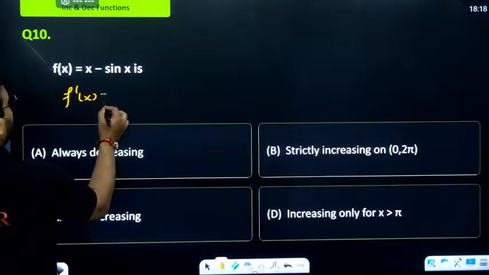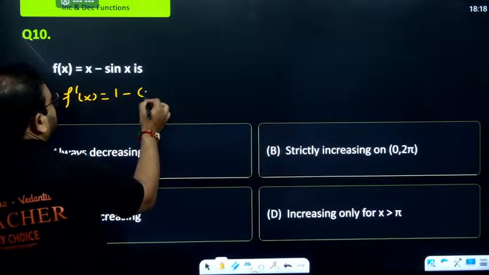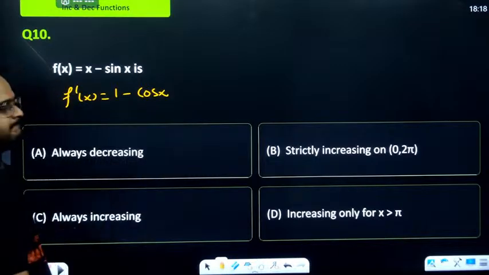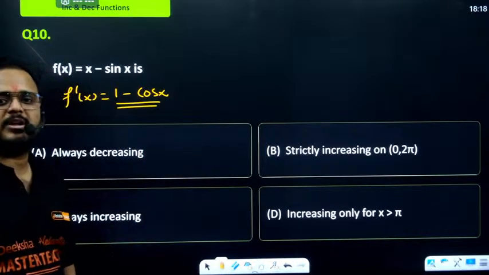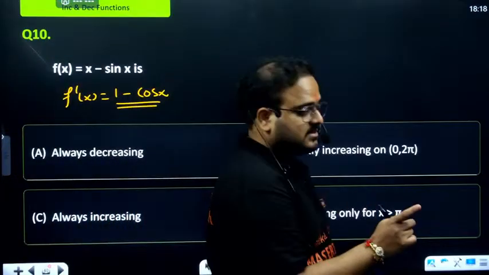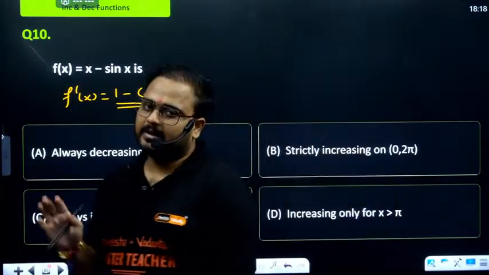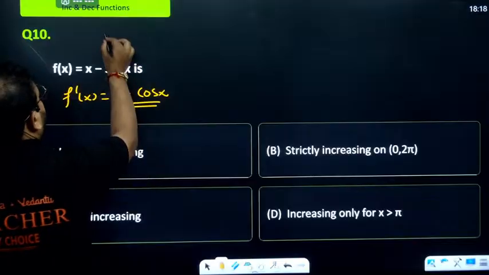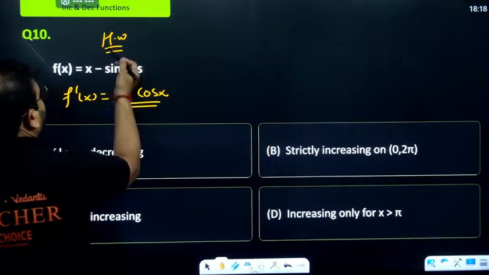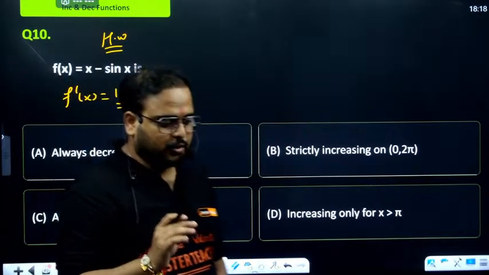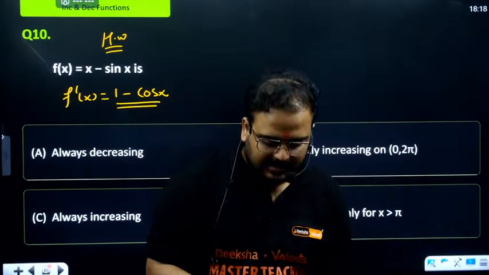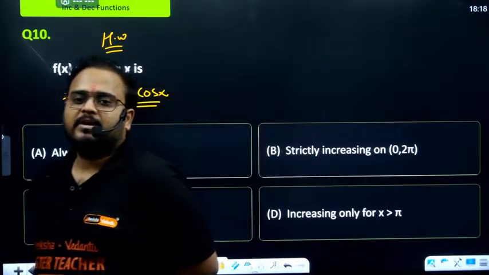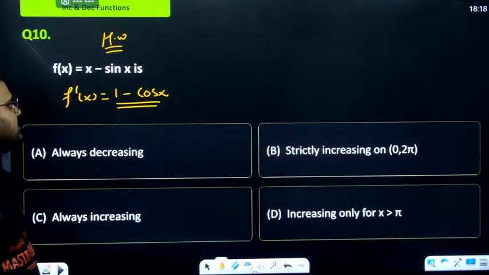F dash of x you want to find out, 1 minus cos x. Apply the formula of this part. What is the formula of 1 minus cos x? Yes, apply the half angle formula and again you get your answer. Whatever questions I've given you as homework, I've given you help also in all those questions. If you want, you can help me right now. Anybody wants to solve this question right now? Anyone?